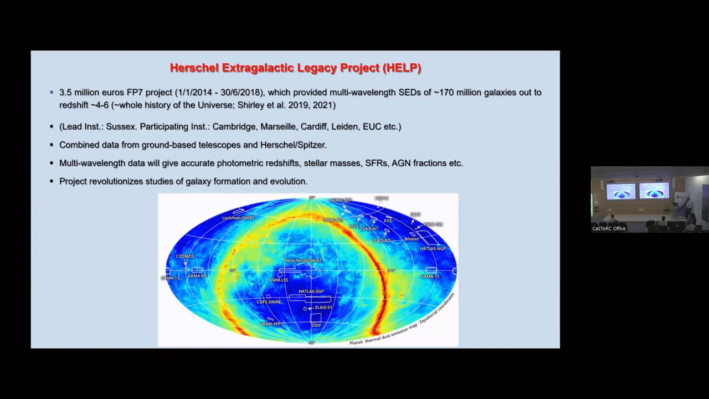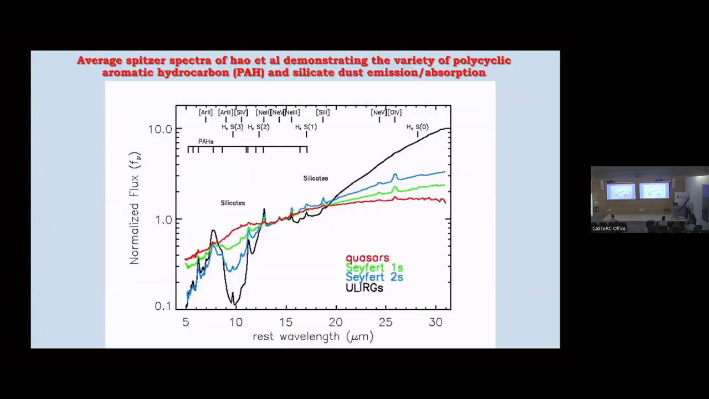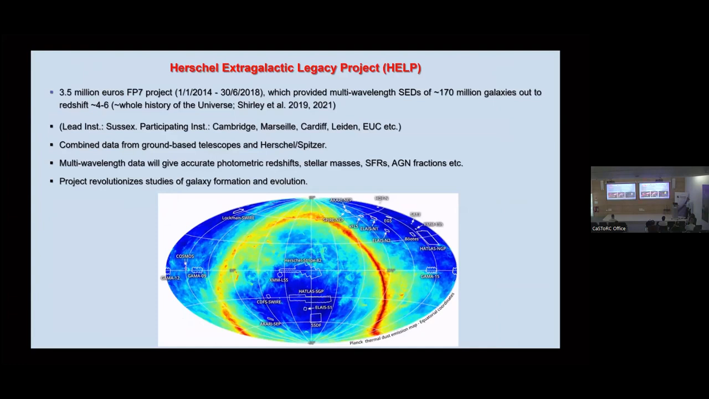In this project, in which we also participate at the European University Cyprus, the Herschel Extragalactic Legacy Project, we combined data from telescopes like Herschel, Spitzer, which was an American NASA mission before it, and ground-based telescopes. We assembled the spectral energy distributions of more than 170 million galaxies. And this provides a huge database, which we're trying to exploit in our group. Millions of these infrared galaxies to the depths of the universe. Of course, now we have the luxury to add James Webb data to this database. It's one of the projects we plan to do.